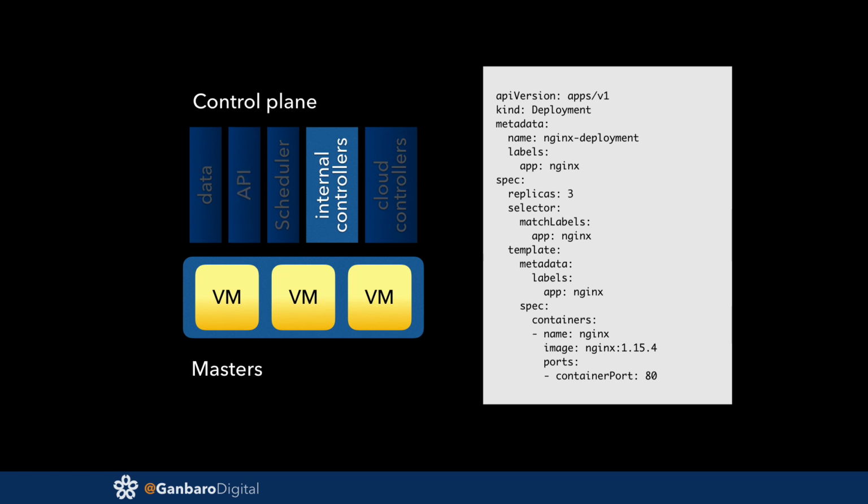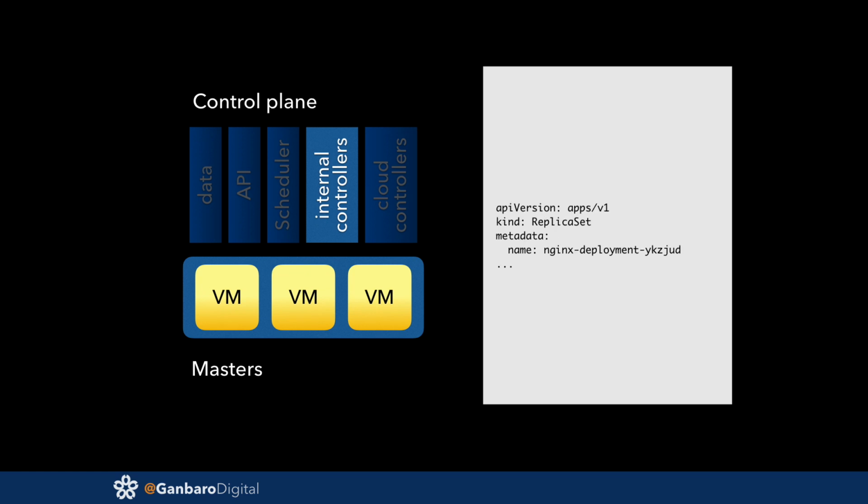Now, there's a whole bunch of these controllers, and most of them have never heard of a deployment and never want to hear of a deployment. But one of them does. So it takes this object and goes, I'll have a look at it, and it translates it into another object. That's what the controllers do. They look at the event stream and they react by creating, updating, and destroying objects. In this case, a deployment gets turned into something called a replica set.